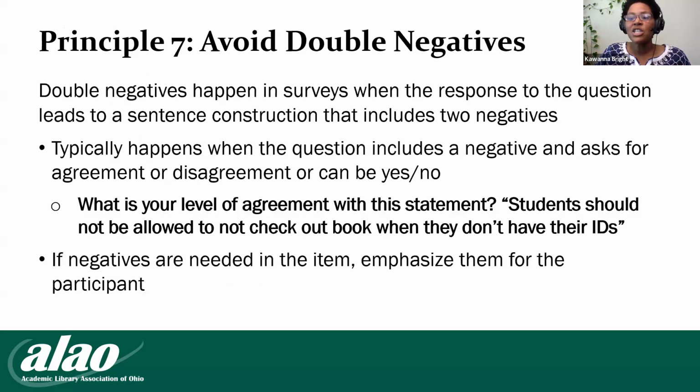All right, now principle 7 is actually a little bit tougher. You have to also avoid double negatives. And typically this happens by accident. It usually happens if your response to the question leads to the entire sentence construction having two negatives in it. And so if the question includes a negative and then asks for either agreement or disagreement or a yes, no, it may wind up being a double negative for the person, which could be confusing for them. So I could ask you something like, your level of agreement that students should not be allowed to not check out books when they don't have their IDs.